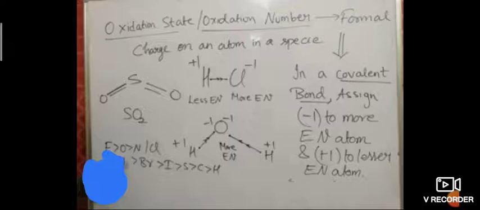In a covalent bond, assign -1 for the more electronegative atom, +1 for the less electronegative atom. Down here it is given: fluorine, oxygen, nitrogen, chlorine, bromine, iodine, sulfur, carbon, hydrogen. This is the order of electronegativity. So fluorine is more electronegative than oxygen, than nitrogen. Nitrogen and chlorine have similar electronegativity, then bromine, iodine, sulfur, carbon and hydrogen. You can note down this electronegativity order. This will help you identify the less electronegative and more electronegative elements while writing the structure.